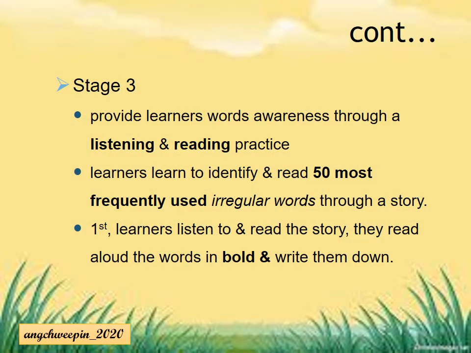In this stage, learners are given the word awareness through a listening and reading practice. Learners learn to identify and read 50 most frequently used irregular words through a story consisting of all these 50 words. The learners listen to the story and at the same time read it on the card in their hands. The learners read aloud all these words printed bold and then write them down. Through playing a game, they learn to recognize and read all these 50 words at one glance.